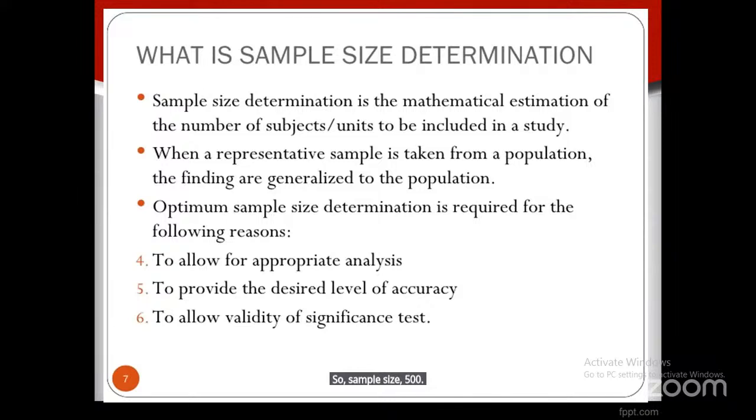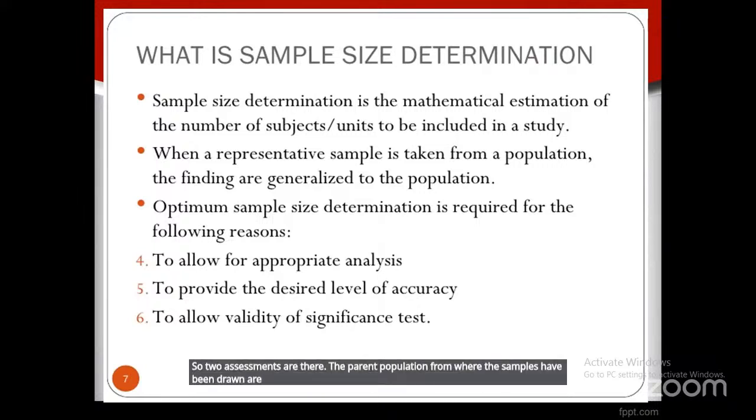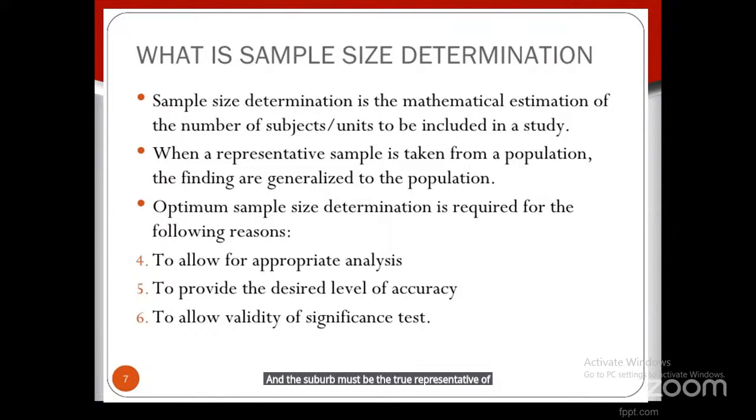Sample frame 500. That means the detailed information regarding the sample identified from the population, or the detailed explanation of my sample, is called sampling frame or sample frame. So two assumptions are there. The parent population from where the sample has been drawn is normally distributed. And the sample must be the true representative of the population. These two conditions and these two assumptions are the base of sampling theory.